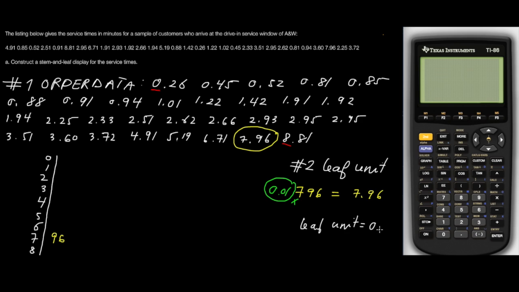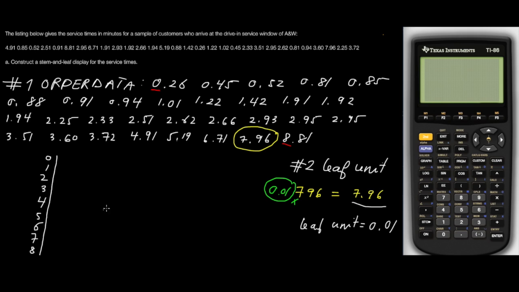So we have our leaf unit, which will equal 0.01. I repeat one more time. The way to do this is you take the data from your stem and leaf and you pluck it out just like that. So this gives us 796. And we ask ourselves, by what do I have to multiply this to obtain the data point in my data set, which is 7.96, and that is by 0.01. So that is my leaf unit.